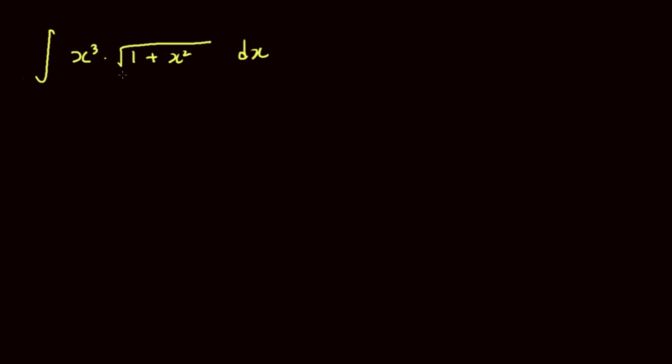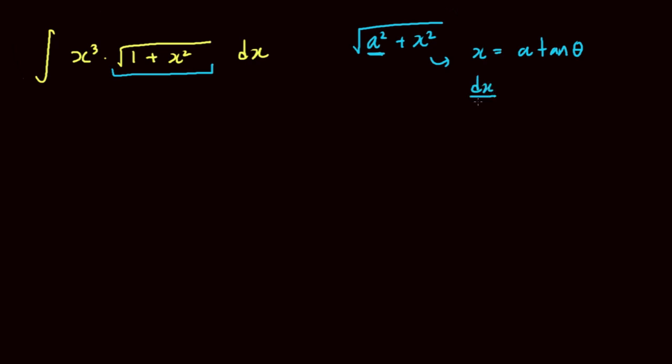So we can see that the form here is basically root of 1 plus x squared. This is actually the form that we discussed earlier, where it's simply a squared plus x squared. Like I said before, a is a natural number. So when you have a form like this, the best thing to do is to substitute x equals a tan theta. Therefore, dx over d theta is equivalent to a sec squared theta.